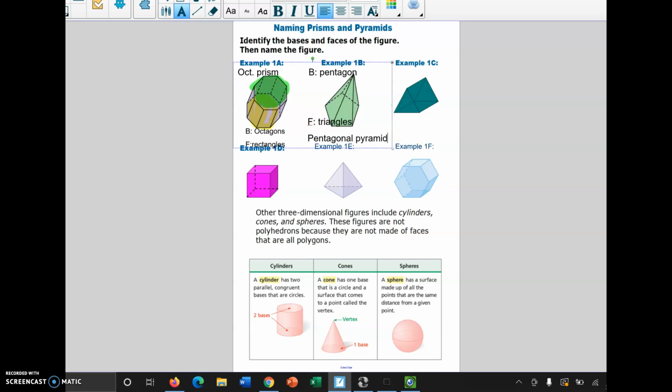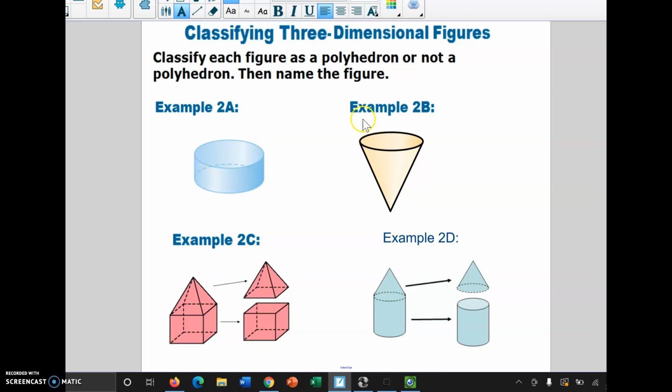The next thing you'll do in your homework is to say if something is a polyhedron or not. If something is not a polyhedron, that's because it has a circle. Okay, so look at these. Are those polyhedrons or not? And then name it. Well, hopefully you said not. Neither of them are polyhedrons because they have circles on them. This one is a cylinder, if you name it, and this one is a cone. Okay, so that's how you name figures.